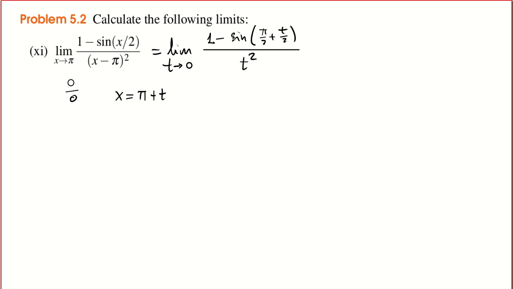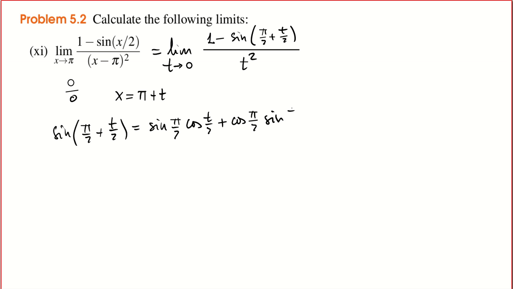There are two ways to resolve this. One is the algebraic way, this is the sum of angles, okay? So what you do is you expand this as the sine of pi half, the cosine of t half, plus cosine of pi half, sine of t half. All right? Now this term here is 0, okay, because the cosine of pi half is 0, so this term here does not appear. And the sine of pi half is equal to 1. So this is just the cosine of t half, right? This is one way.